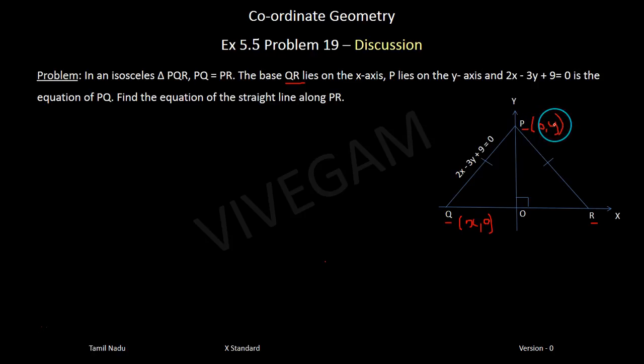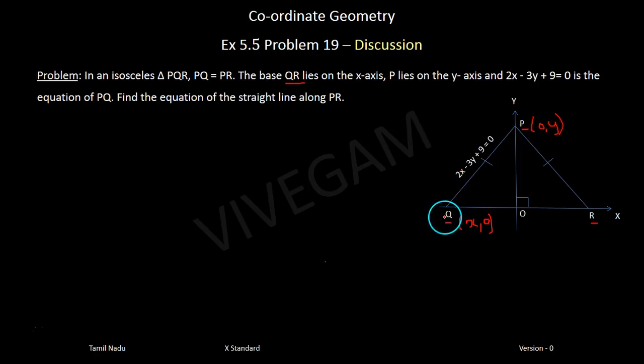Since 0, y is the coordinates of P and it is on the straight line, you substitute this point in the equation because it should prove true. This P is also on the straight line, so you substitute this value and get the value of y. So x is equal to 0, this will become 0 minus 3y plus 9 equal to 0, or 3y equal to 9 and y equal to 3. So this point is 0, 3.